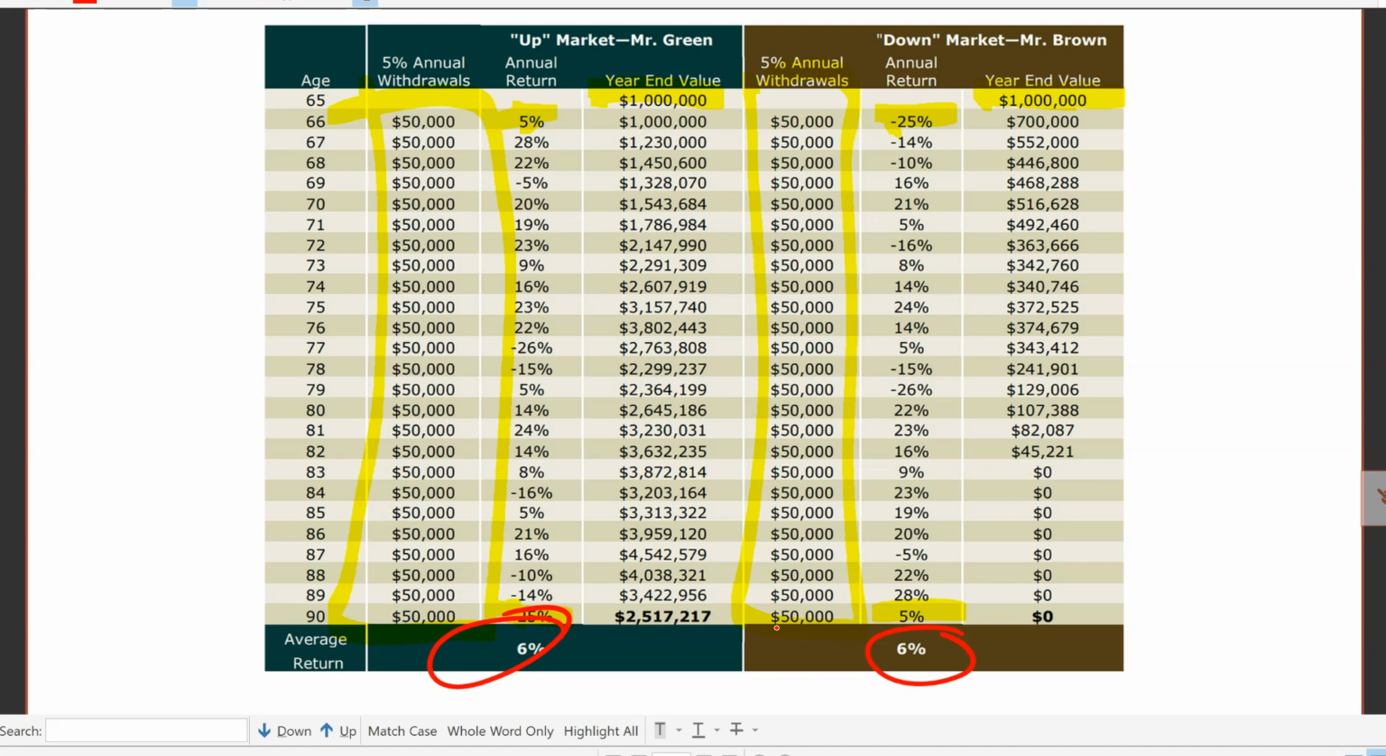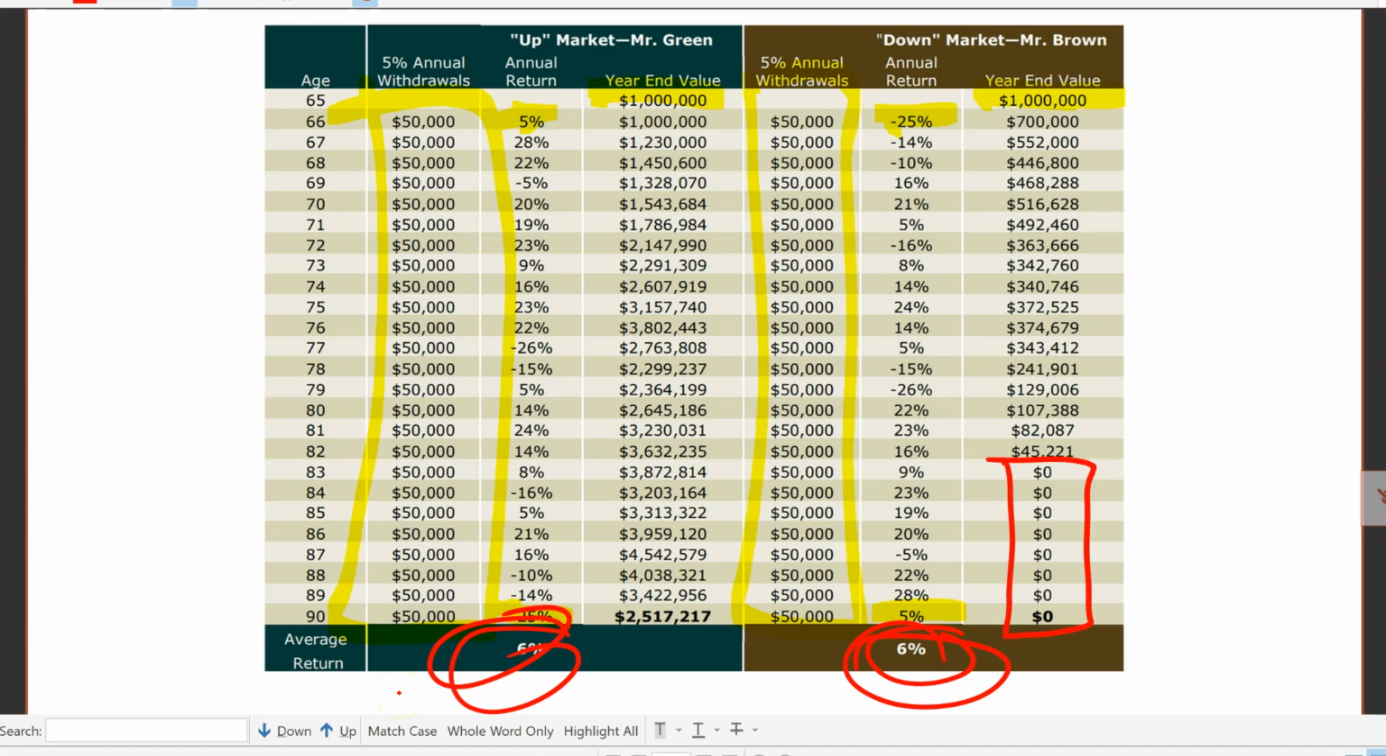In fact, so much so that $50,000 actually has this right-hand column running out of money about 15 years in. You're actually running out of money even though you have the exact same average rate of return over a 25-year time frame.